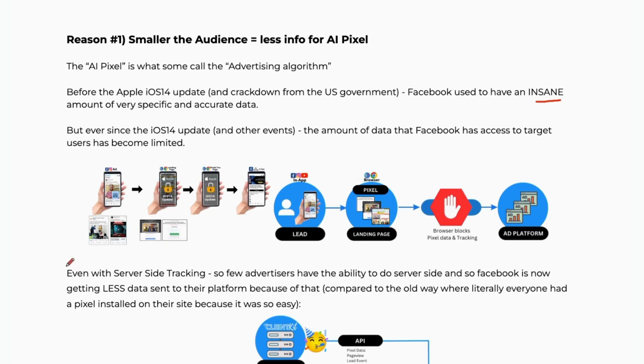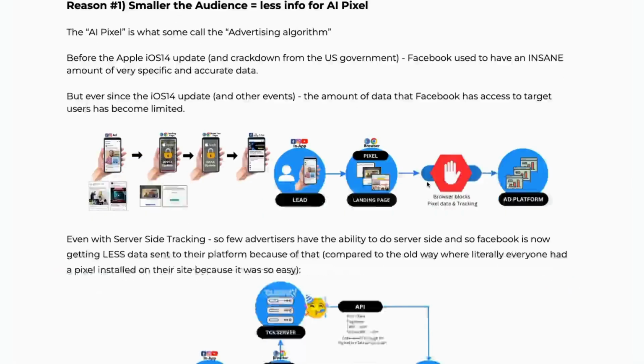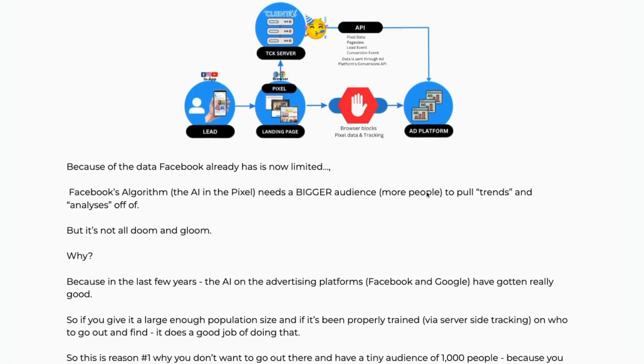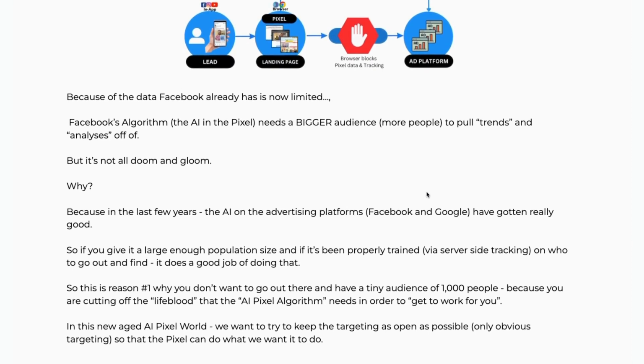So even though there's server-side tracking, unfortunately most advertisers are still running on the pixel variation, so the data isn't necessarily as insane as it used to be. However, it is not all doom and gloom, okay? The reason why is because even though there is slightly less data than there used to be, the AI over the last couple of years on these advertising platforms has gotten really, really good at pulling out, even off of some of the information that it may be lacking, who these people are, what the trends are, and being able to see what's going on.